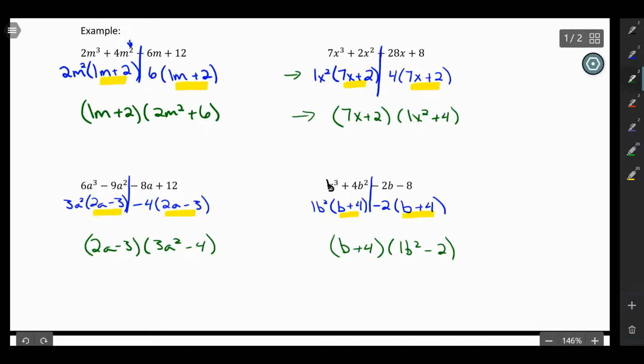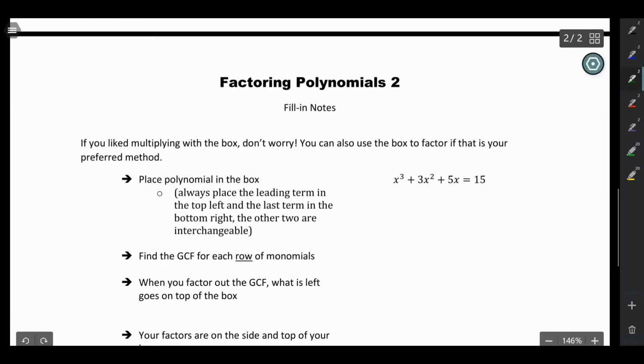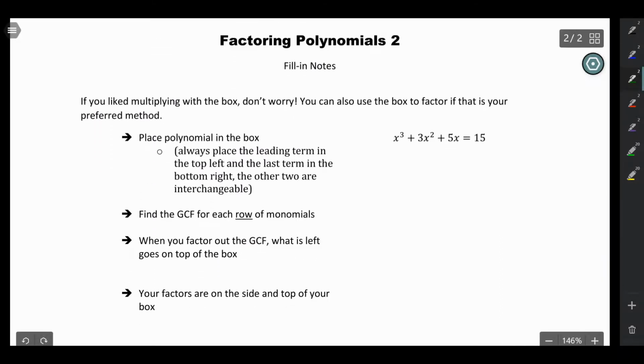We have factored that. Now I know what you're thinking, but Mrs. Plenda, I hate distributing, and this grouping makes no sense to me. You know what? That's fine. I have an alternative way to do this for you. Just like you can multiply with the box and you can find greatest common factors with the box, you can also use the box to factor these polynomials of 4 terms.